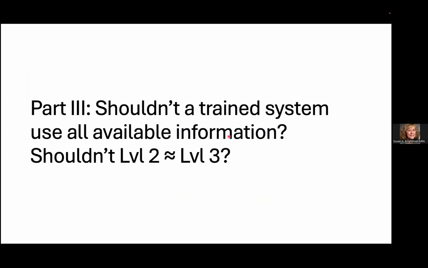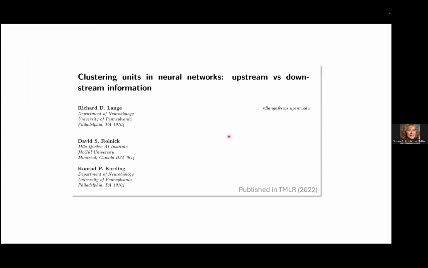Now, I want to take a moment to address another counterintuition you might have. You might be sitting there thinking, none of this should matter because if information is available in my system, then my system's going to use that information. Why the distinction between what's available and what is used? So I'd like to tell you a brief story about how in one of my previous projects, we found that this was not the case. This is some work of mine that was published 2 years ago in TMLR. It's clustering units in neural networks: upstream versus downstream information.